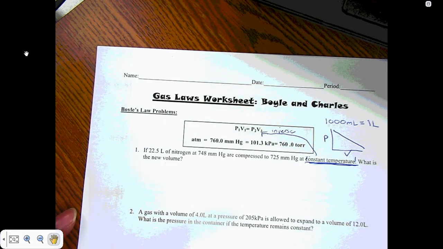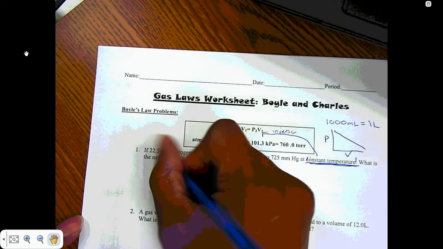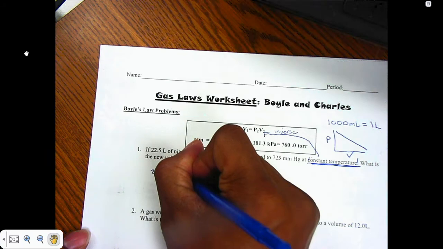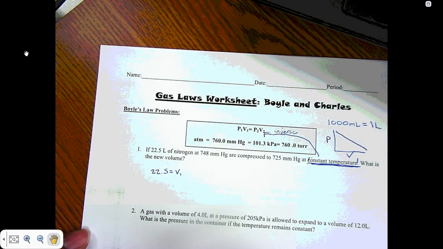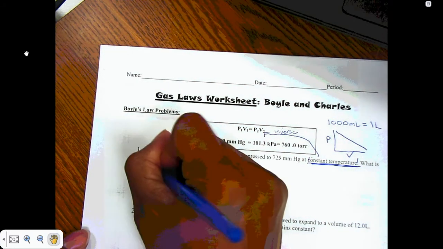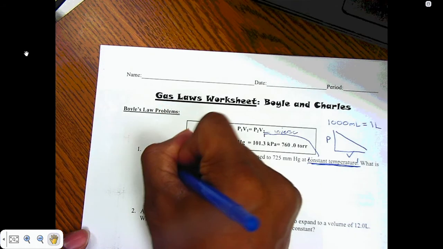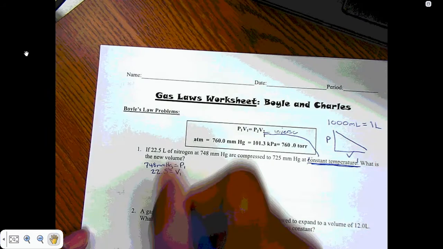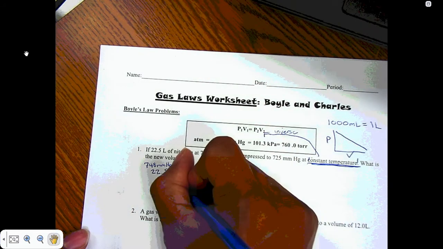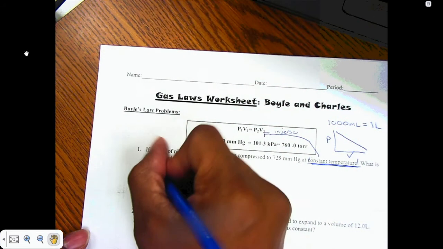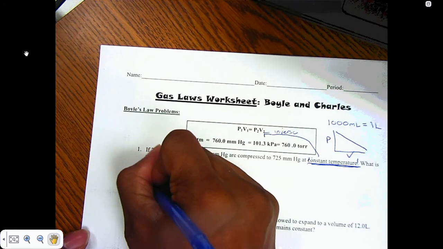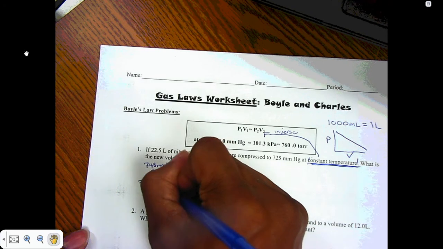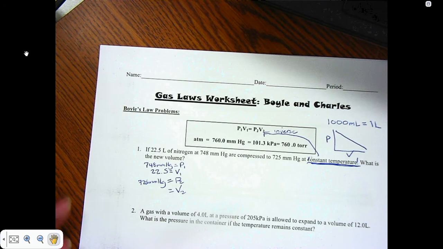So we can assume here that we have 22.5 liters, and that can constitute our V1. And we know that 748 millimeters of mercury is a pressure measurement, and we can assume that to be our P1. Now our P2 in this question is actually given, and that is 725, and we are trying to determine the value of V2.